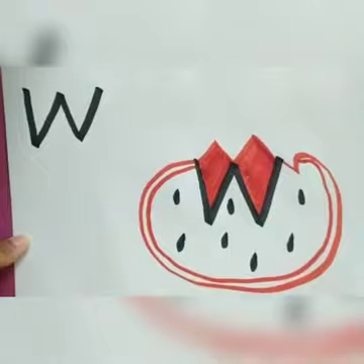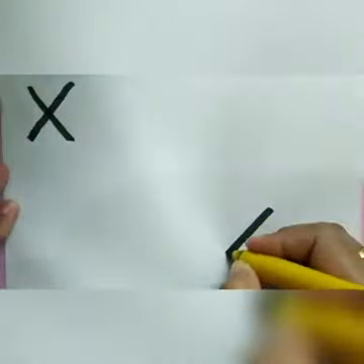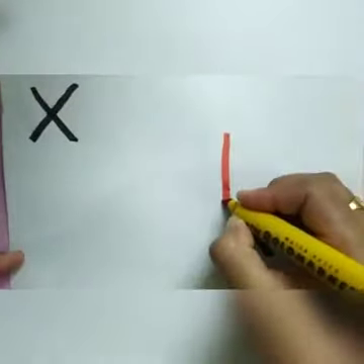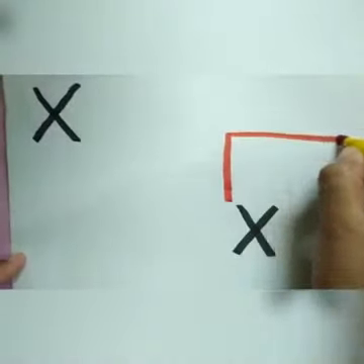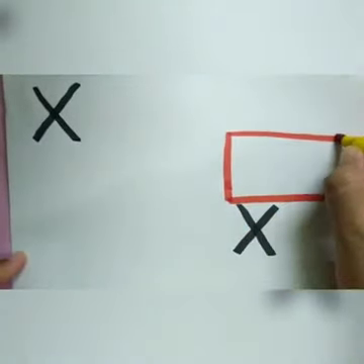W for watermelon. Now we make the next letter X here. Like this. Now I'm making another X here. And this time I'm making it small because there is no need to make it big here. Now I'm making a standing line here like this, and a sleeping line over it like this, and another line like this.